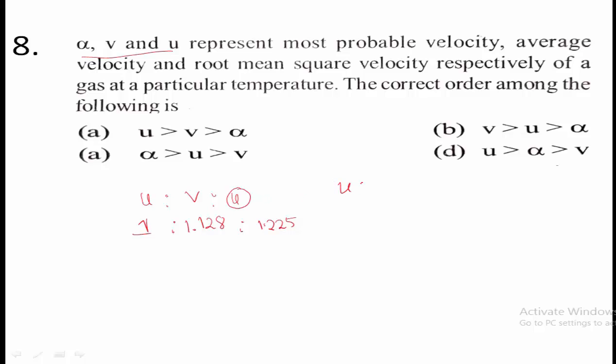So U is greater than V. And V is greater than alpha. So sorry, here you have to write it as alpha. So alpha is most probable velocity. Hence alpha, if it is 1, V is 1.128 and root mean square is 1.225. That is U is greater than V is greater than alpha. So which option is right? Here option A is the right answer.